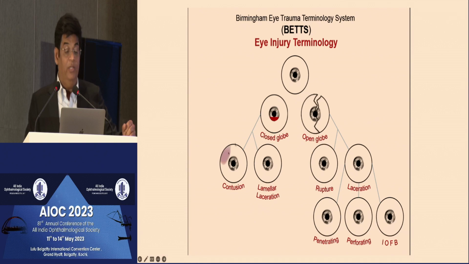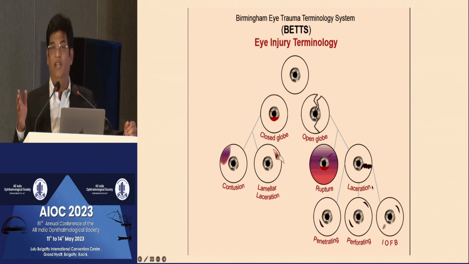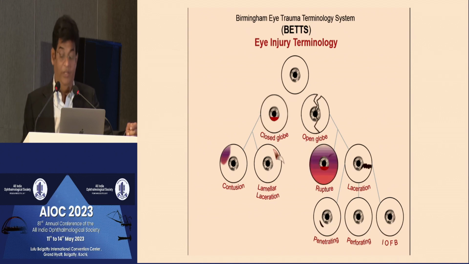When it looks at the closed group, it is either a contusion, so there's an injury without a rupture of the globe, or there's a lamellar laceration. An open globe is a rupture or a laceration. When we are talking about lacerations, they may be penetrating, where the foreign body remains inside the eye and there's just an entry wound. In perforating injuries, the foreign body has entered and exited the eye. And also there's the intraocular foreign body group.